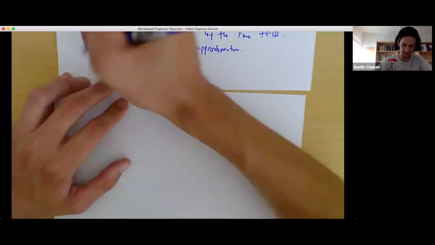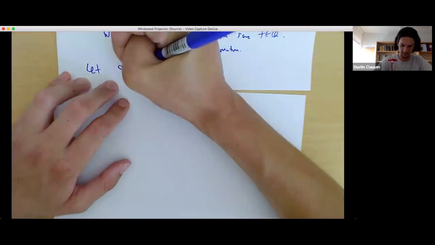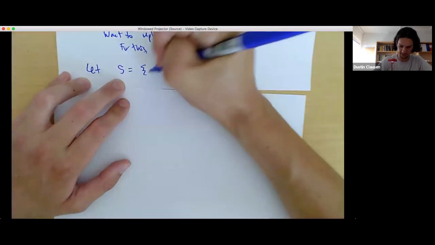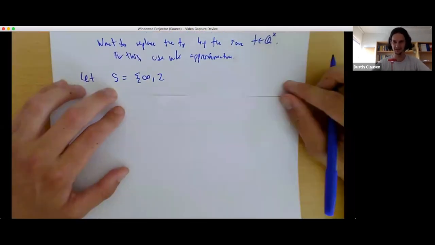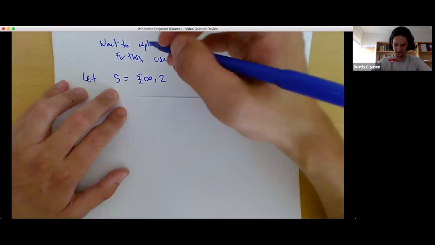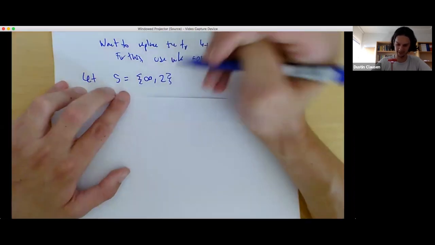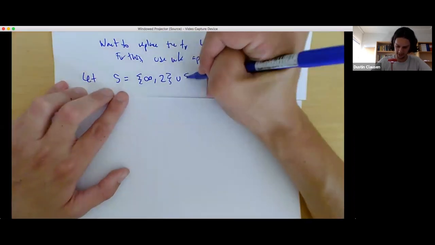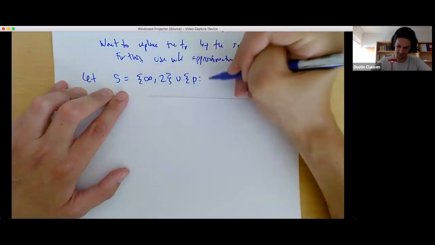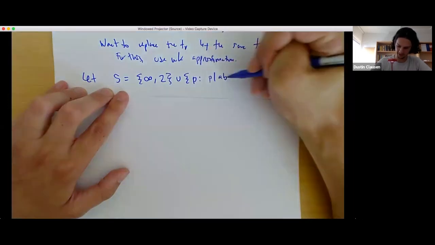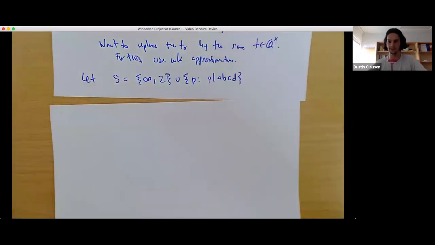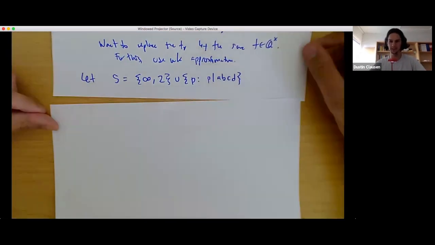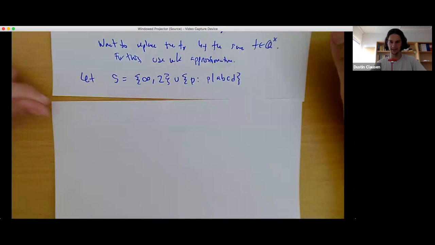So let S be the set of places, which is infinity and two. Those are always tricky, right? Those are kind of exceptional cases in the theory of quadratic forms. The real numbers and Q2. So we'll always stick those in. And then we union the set of primes p for which p divides either A or B or C or D. So we just look at all the primes that are going to cause us trouble, potentially. And we make that our finite set.